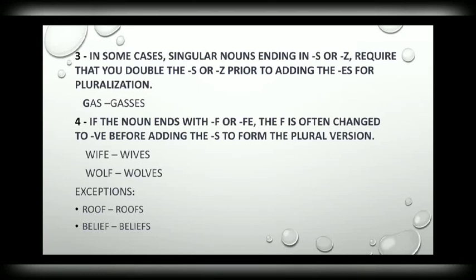Rule number 4: if the noun ends with f or fe, the f is often changed to ve before adding the s to form the plural version. For example, wife, wives, wolf, wolves. And there are some examples that don't follow these rules, like roof, roofs, belief, beliefs. Many examples do not follow these rules.